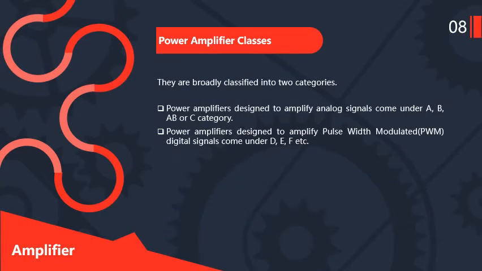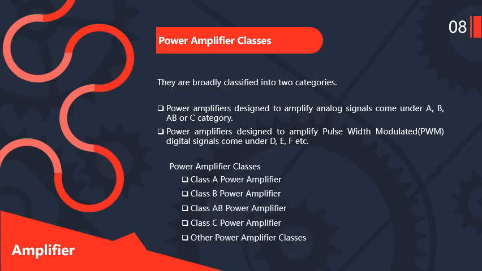So the power amplifier classes are broadly classified into two categories. First one is power amplifiers designed to amplify analog signals, which come under A, B, and C categories. And number two, amplifiers designed to amplify PWM, or we can say pulse width modulation digital signals, which come under D, E or F categories. So the power amplifier classes are class A power amplifier, class B, class AB, class C and some other power amplifier classes.